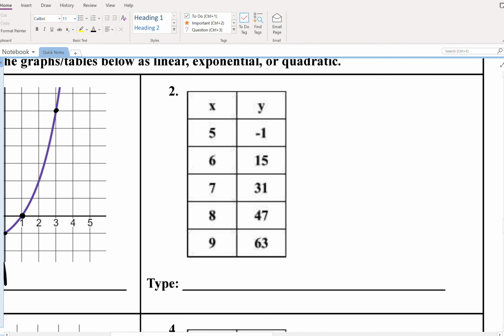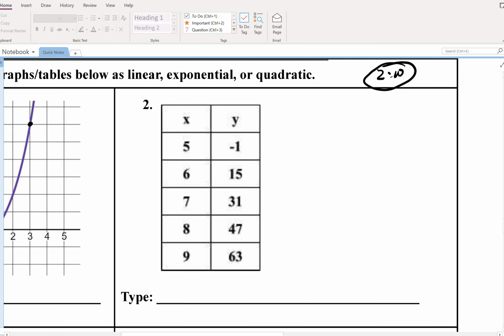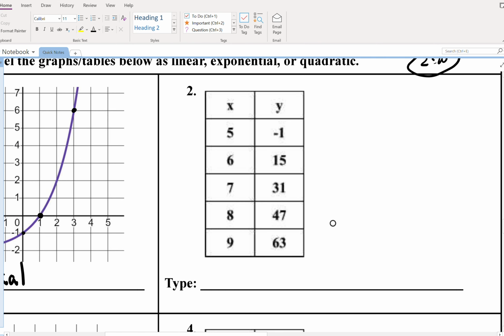So here, let's look, we're at 210. On this problem, we want to compare and see, from 5 to 6, that's increasing by 1. And then from 6 to 7, that's plus 1. From 7 to 8, that's plus 1. And from 8 to 9, that's plus 1. So the increase from one point to the next is 1 in x.